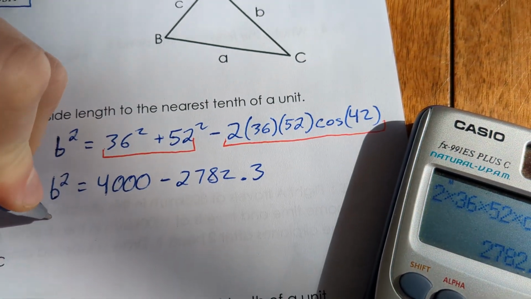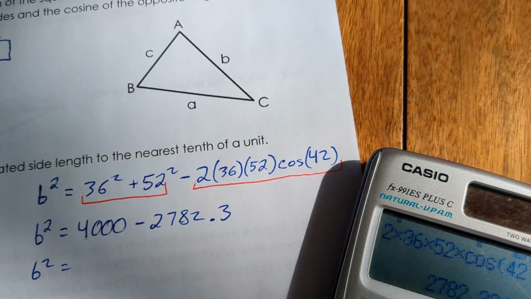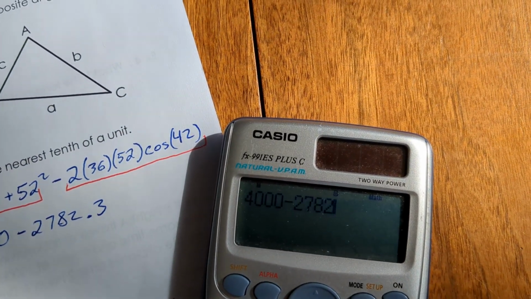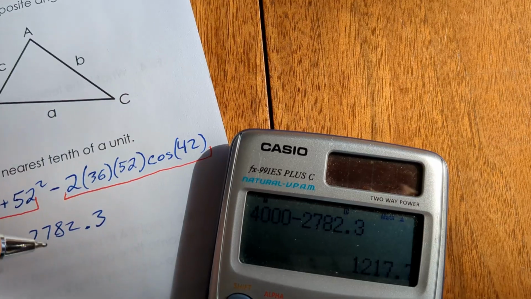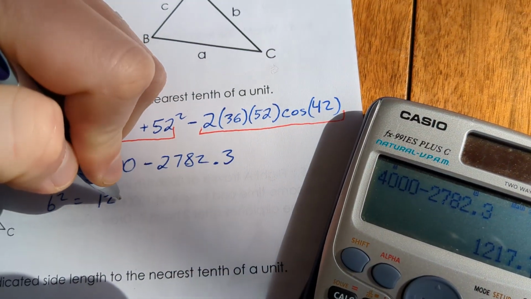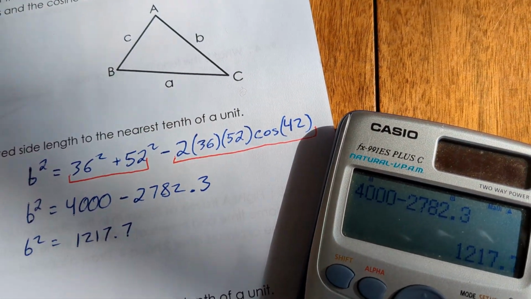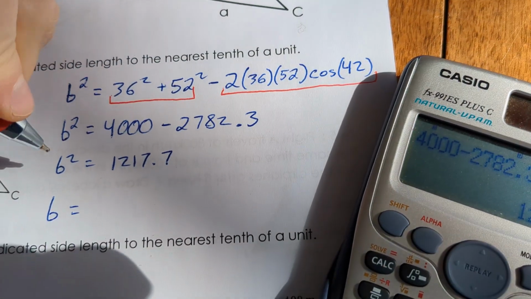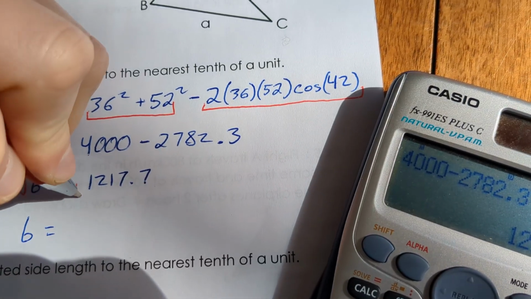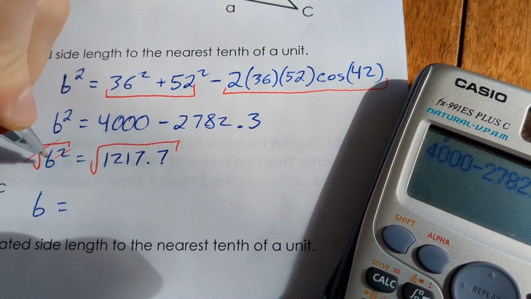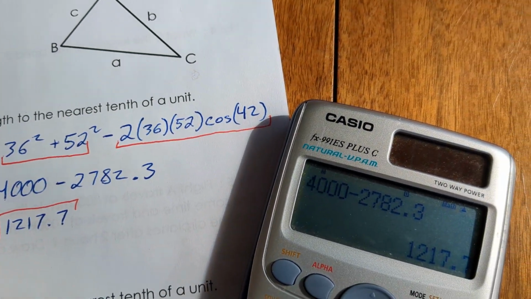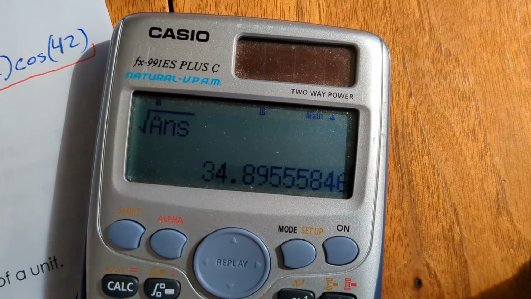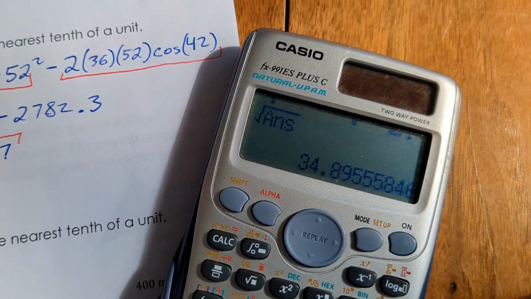So we subtract these. 4,000 minus 2782.3, and I get 1217.7. And then to get b by itself, we need to square root both sides. The square root over here cancels with the squared. And then the square root of this answer is our final answer for b.